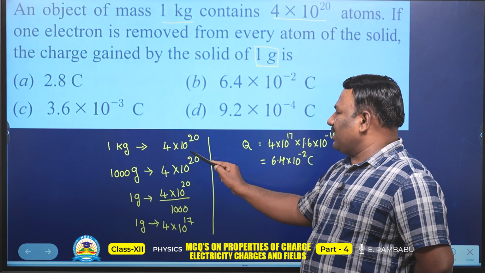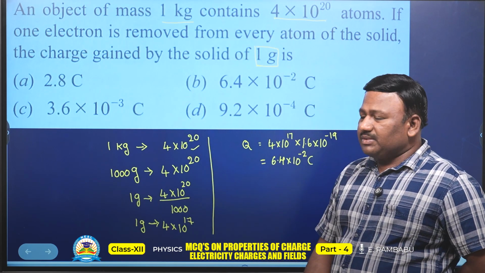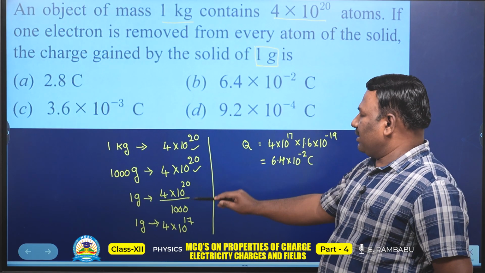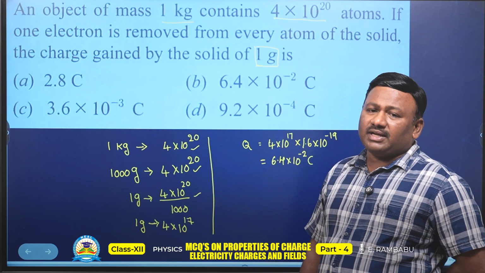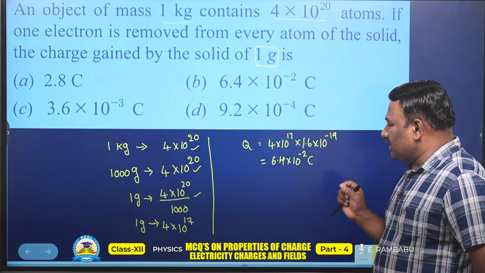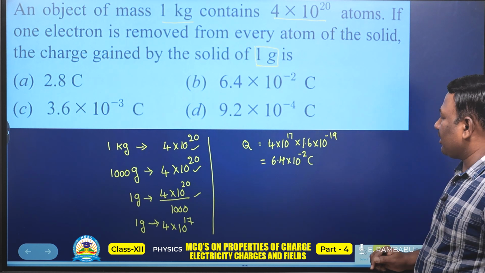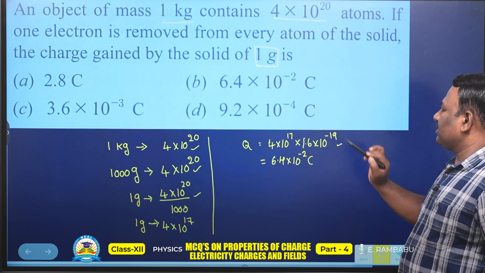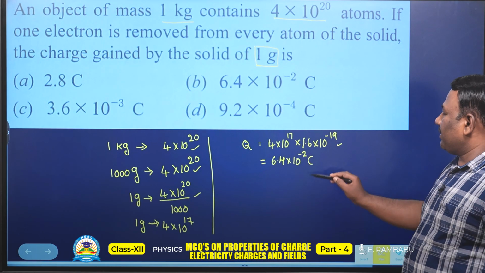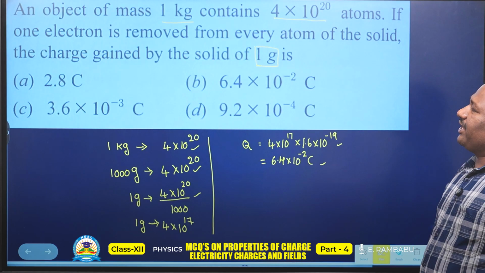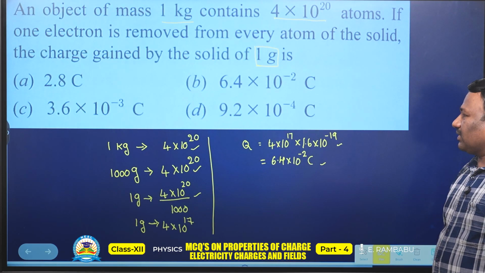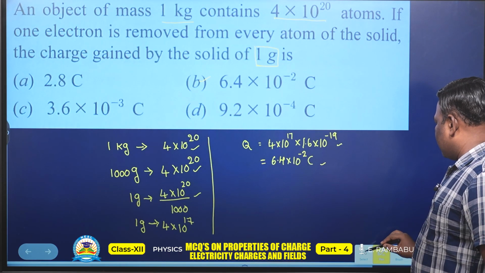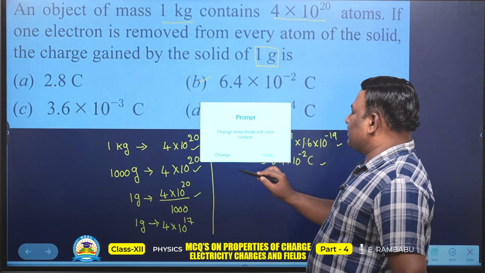First, 1 kg contains this many atoms. In that, 1000 grams contains the same. From that, 1 gram contains this many atoms. From each atom 1 electron is removed, which means the number of electrons removed is the number of atoms, and multiplying by the charge of the electron gives the charge gained by the solid of 1 gram. Here option B is the answer. This is based on the quantization of charge.